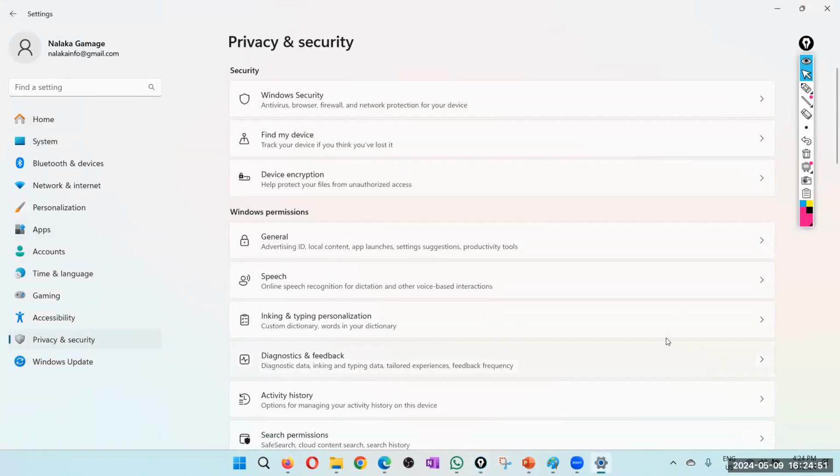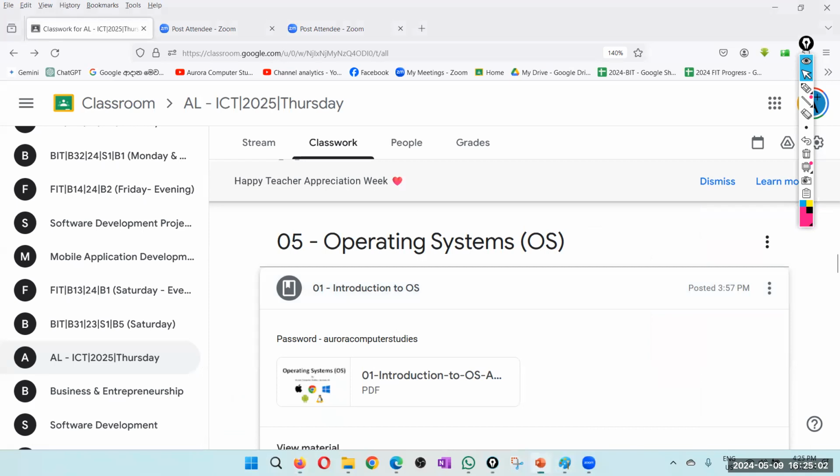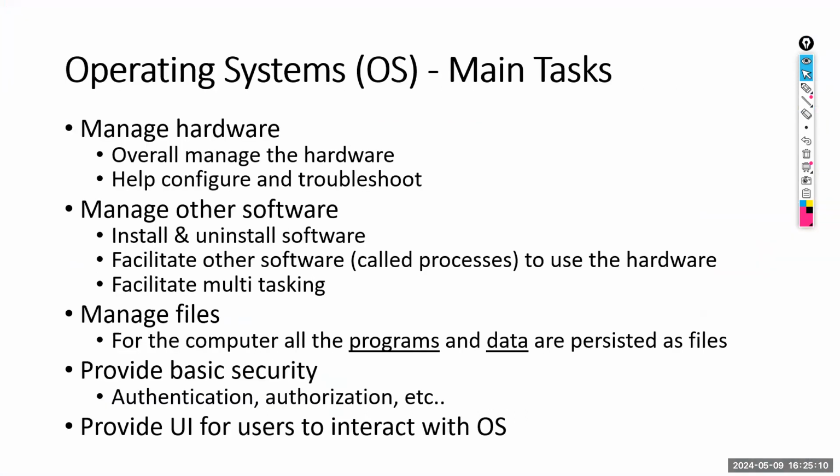It provides you the interface to handle your hardware, handle your files, handle your software. Therefore, the operating system manages hardware, manages software, not only install and uninstall, even running. The running software is called a process. It manages files, provides basic security and other UI for you to do user management, security management, file management, and so on. So you must not have any doubt about the usages.